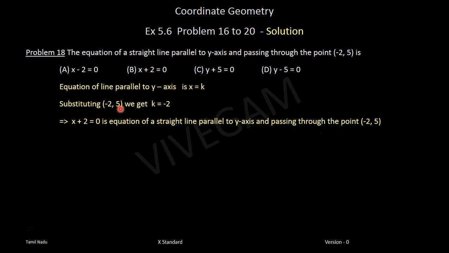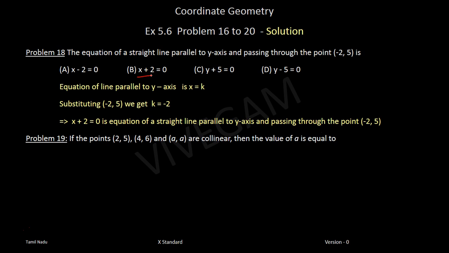So when you substitute this point in this equation, x is equal to minus 2. So you'll get k equal to minus 2. Then this equation now becomes x is equal to, instead of k you can put minus 2. So x is equal to minus 2 or x plus 2 will be 0 is the equation of the straight line. And x plus 2 is 0 is this option. That is option B. Right? Now you should be skipping steps. Otherwise if you keep writing steps, you will spend a lot of time.